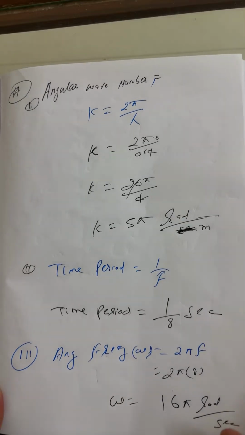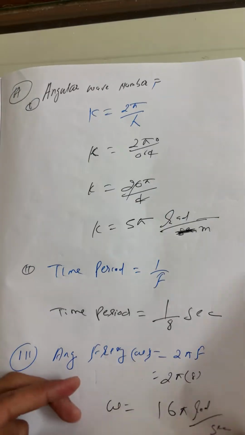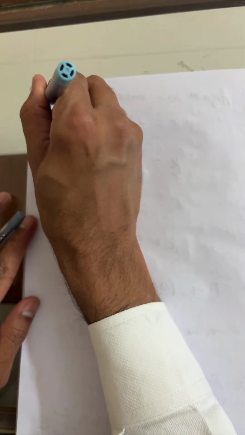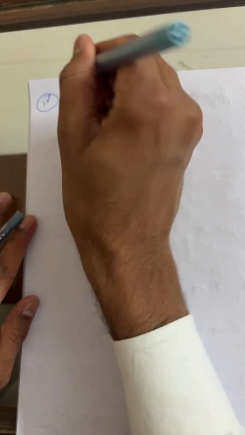Lastly, we have to find the speed of wave. I am now solving part A only. So in part A we have the last part.